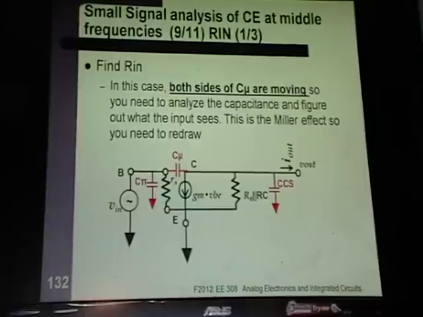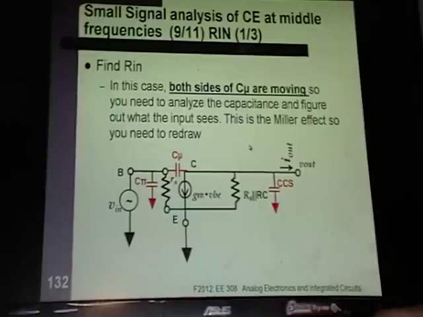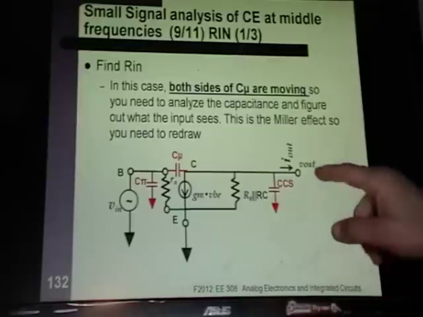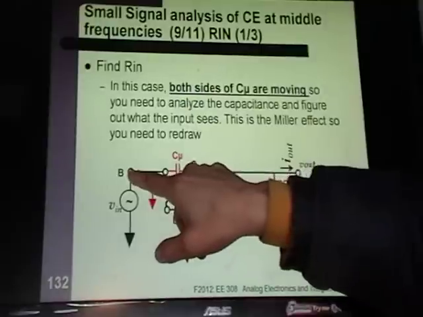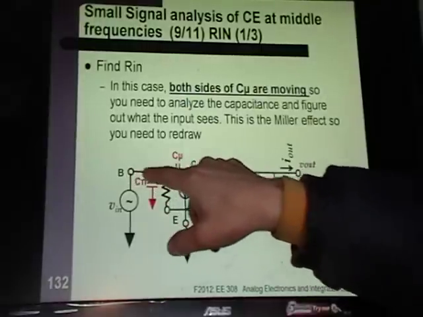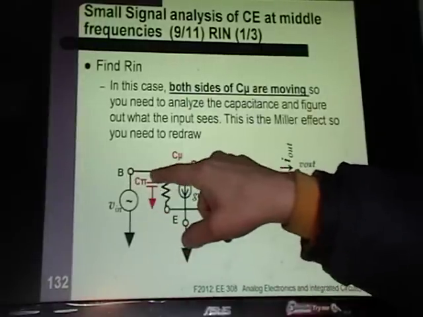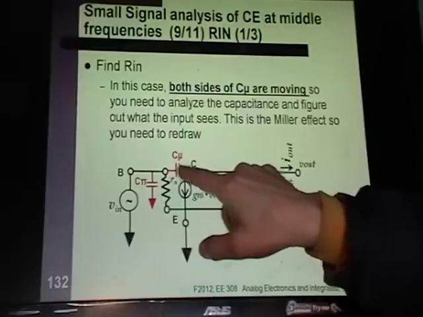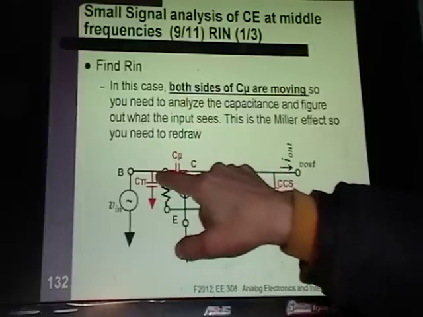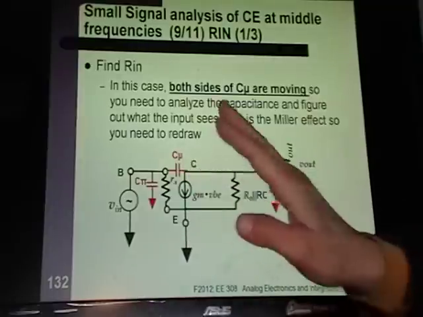Okay, might as well go for all the characteristics. Let's find Rn. For Rn, you can't short anything, so you open circuit. You leave V out disconnected, and you want to find Rn. Now you've got a problem. You go to all your capacitors again and ask, is the far side connected to ground? Oh, yes. What about this capacitor? Oopsie, the far side is moving. Both sides are moving, so we have to do something with that.